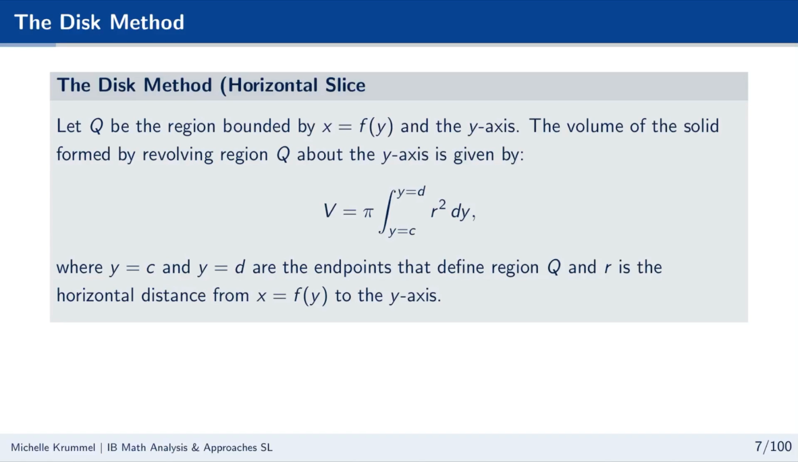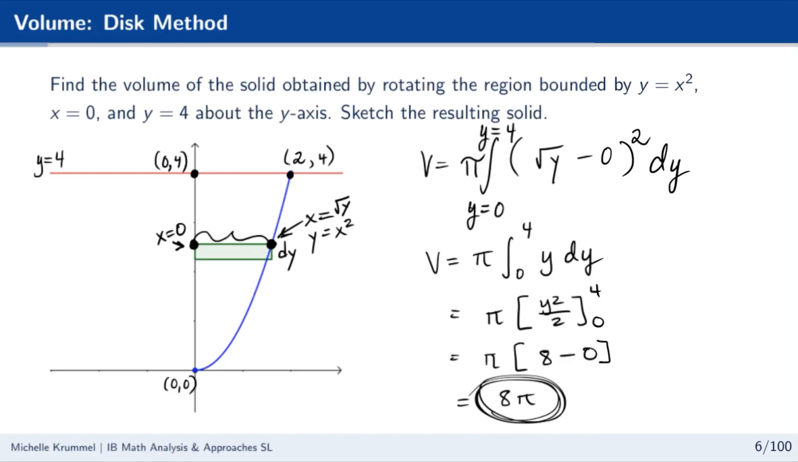So let's take a look at the formula then for using disk method with a horizontal slice. Horizontal slice, and let's go back to the graph for a moment. We're saying horizontal slice because we are slicing this way to get all of our disks. We're slicing in a horizontal direction, and we can tell very easily that it's horizontal slicing because the rectangle is oriented horizontally.